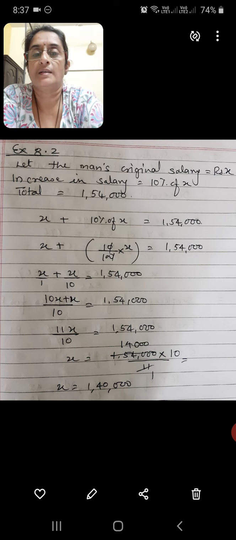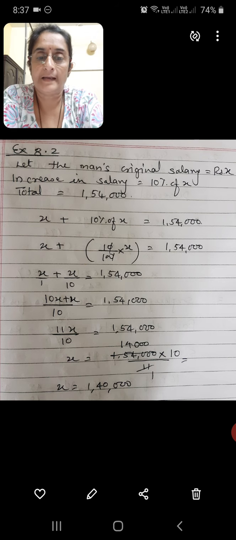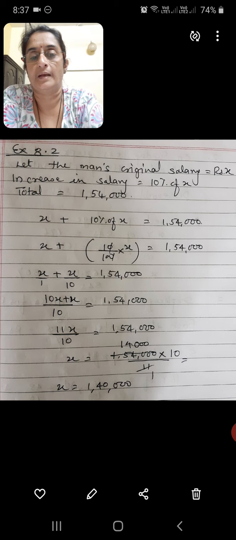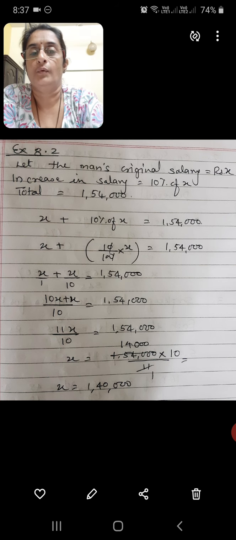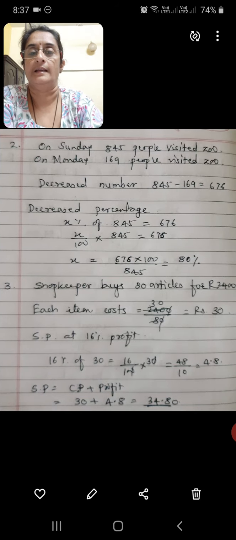To solve 10% of X, we do 10 upon 100 into X. When you solve that, you will get X upon 10. Add that X upon 10 to X, that gives you 11X upon 10 is equal to 1,54,000. When 11 upon 10 goes to the right hand side, it becomes the reciprocal, 10 upon 11. When you do the cancellation, you will get 1,40,000 as his original salary. So original salary is 1,40,000. 10% of that is 14,000. It becomes 1,54,000. Now let us go to question number 2 of that exercise.